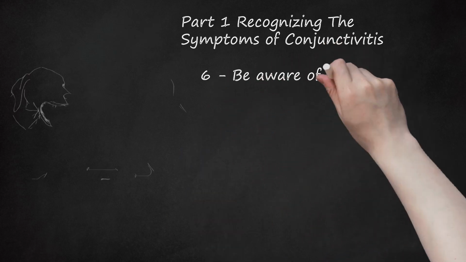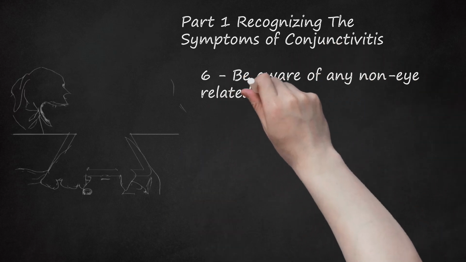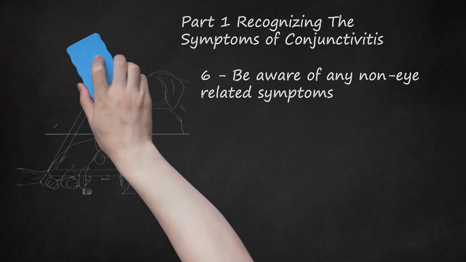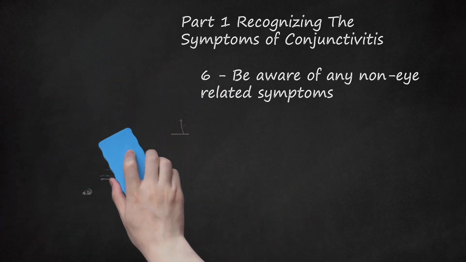6. Be aware of any non-eye-related symptoms. Conjunctivitis may present along with other symptoms not present in the eye. These secondary signs include sneezing, feeling lethargic, coughing, sickness, and diarrhea. These secondary signs are connected to many other conditions. Therefore, it is imperative that you take your dog to the vet as soon as you notice any eye problems.